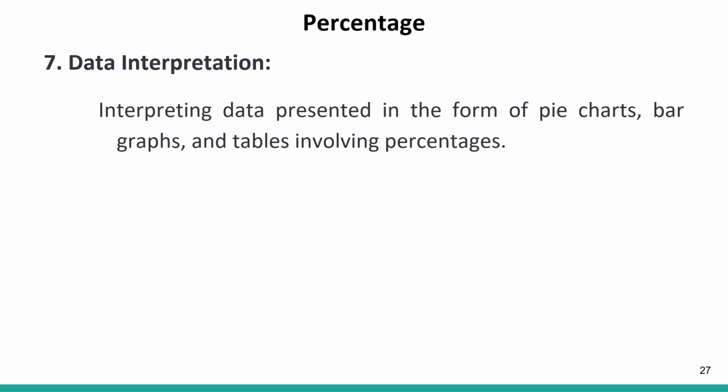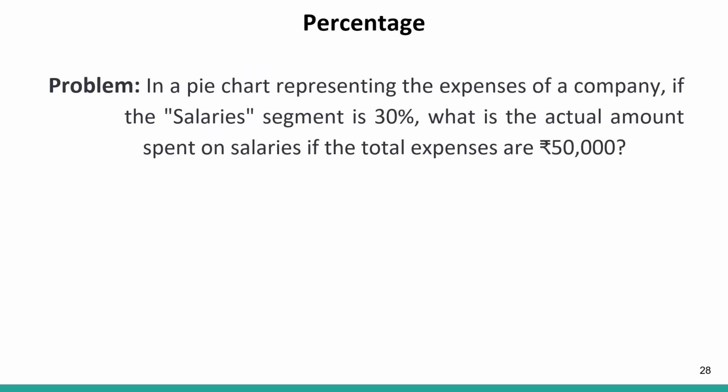So let's see the seventh kind of problem. Interpreting data presented in the form of pie charts, bar graphs and tables involving percentages. So let's see an example. In a pie chart representing the expenses of a company, if the salaries segment is 30%, what is the actual amount spent on salaries if the total expenses are 50,000? Okay, let's convert this example. Let's say you have a pie, or a pizza here. The pizza is very special and it costs 50,000 rupees.